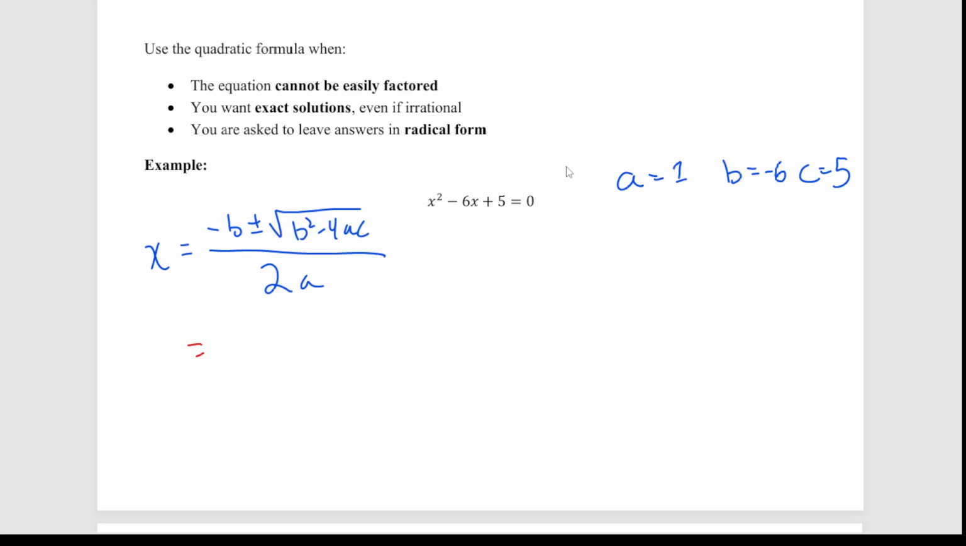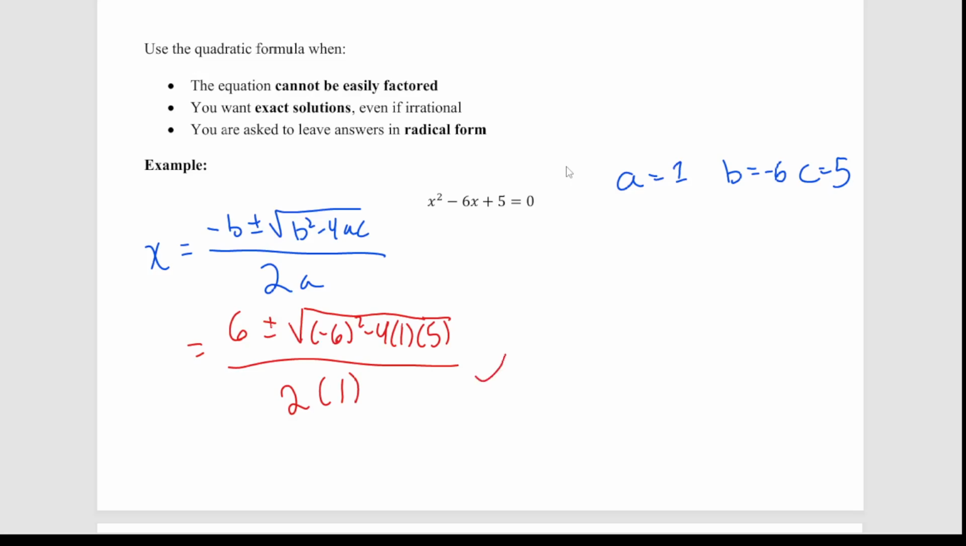Then you're going to want to very carefully plug it in. So x is the opposite of b, so that becomes positive 6, plus or minus the square root of b squared minus 4ac all over 2a. Then when it comes to simplification, tackle what's underneath the square root first. So we have 6 plus or minus, within that square root, we have -6 all squared, which gives us 36. 4 times 1 times 5 gets us minus 20 there. And then 2 times 1 is 2.